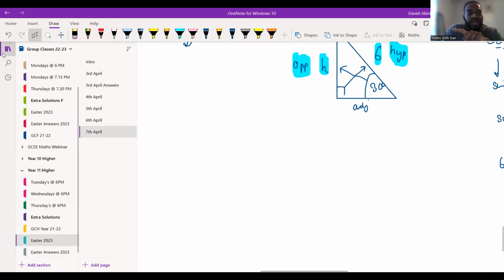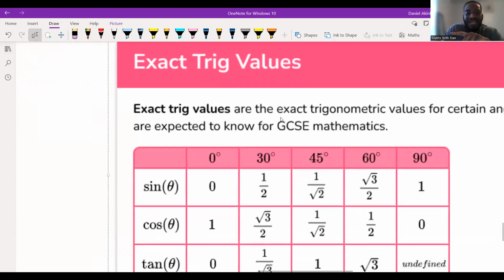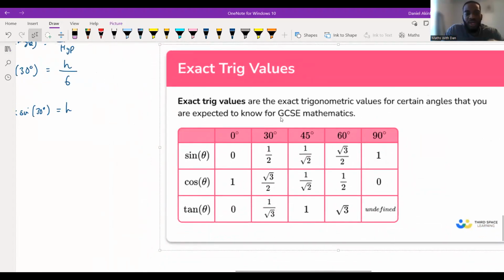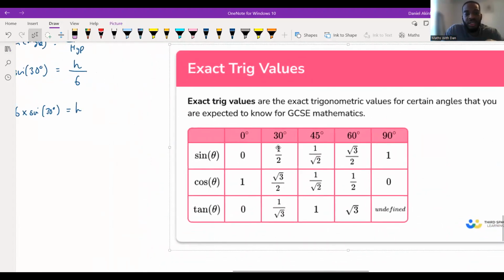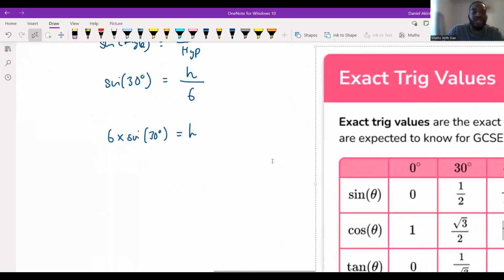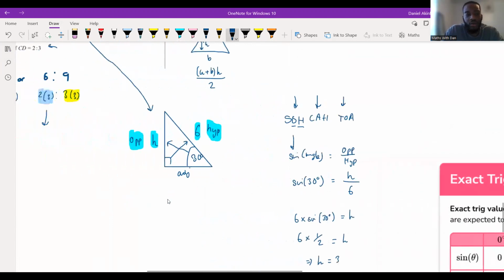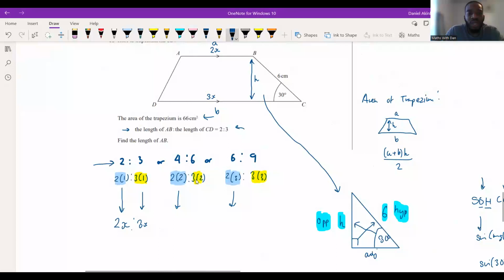But yeah. So I'm going to put this here. So obviously in the exam, you're not given this. You need to have this in your head. So obviously we can see that the sine of 30 is 1/2. So therefore we can say that we've got 6 times 1/2, which tells us that the height is 6 times a half, which is just 3, isn't it? So therefore we can say that the height is 3. So now we have this here. We could say H is equal to 3 here.